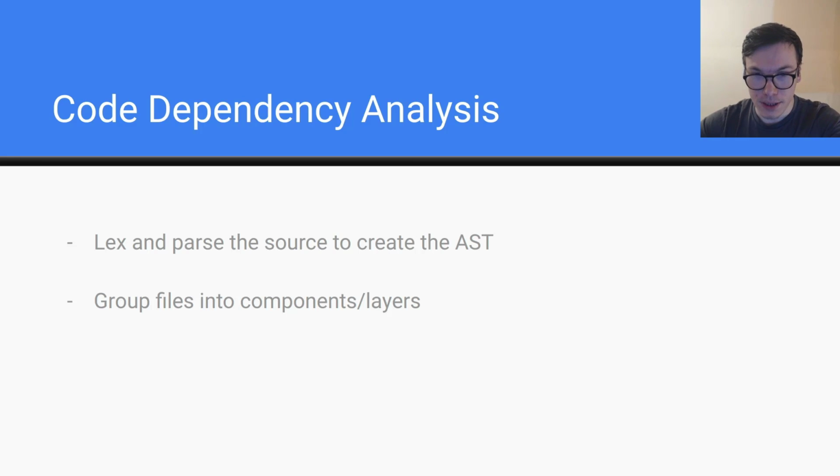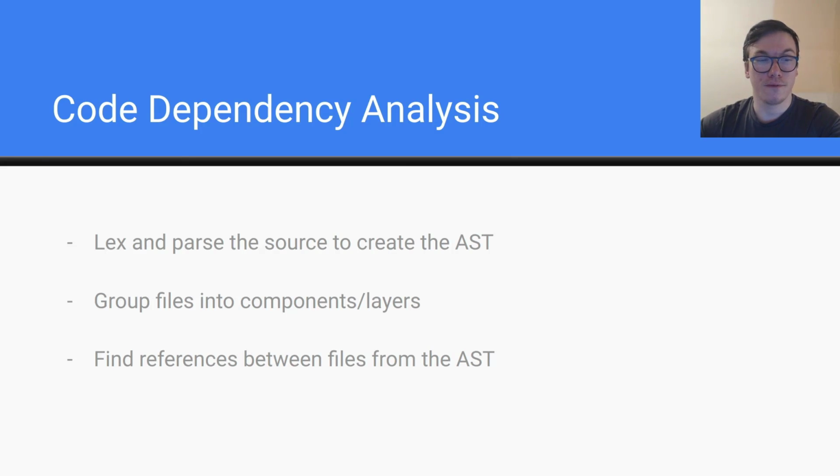It doesn't matter. Basically, what we are trying to do is group them into some units so that we have a larger level of resolution than just the individual files. And then you just find the references between those files or between those components from the AST, right? Because the AST will tell you what the references are from one file to another, which, if you group the files into components, gives you the references from one component to another. And this will then create you a graph, right?